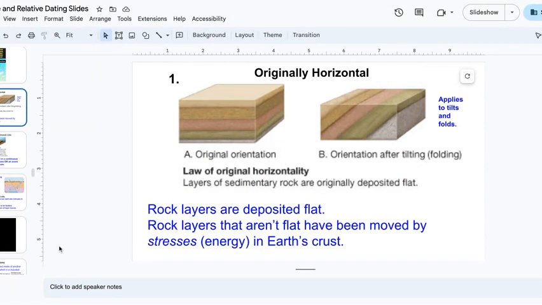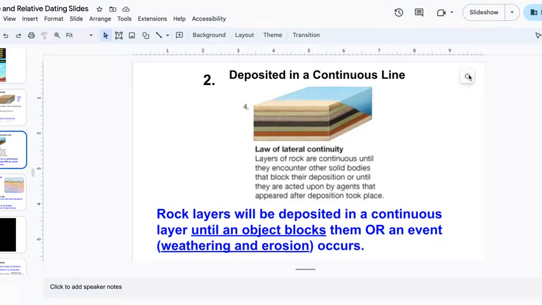The thing that moves layers from basically 90 degrees or flat is some kind of stress, some expression of energy. The next rule is the layers will be laid or deposited in a continuous line until they either run into something or weathering or erosion occurs. Recall from middle school that weathering and erosion are talking about either air or another physical object grinding away mineral or metal, depending, or water eroding it away, water carrying little bits of it away. Okay, like you see along riverbanks or shorelines.